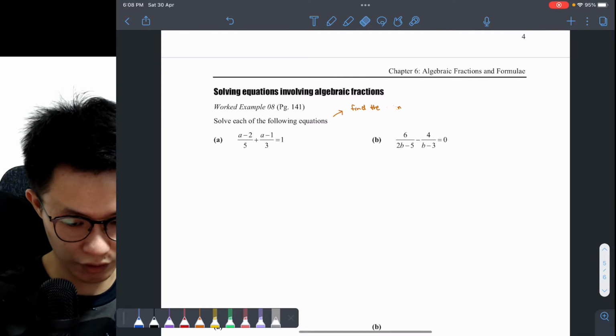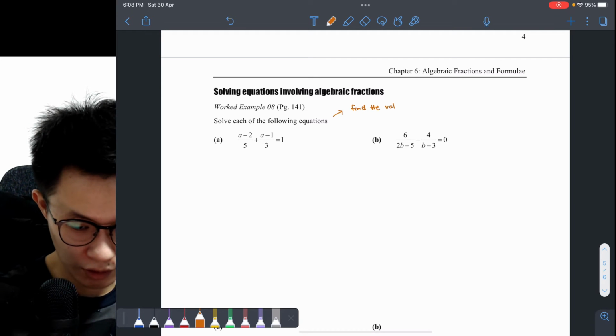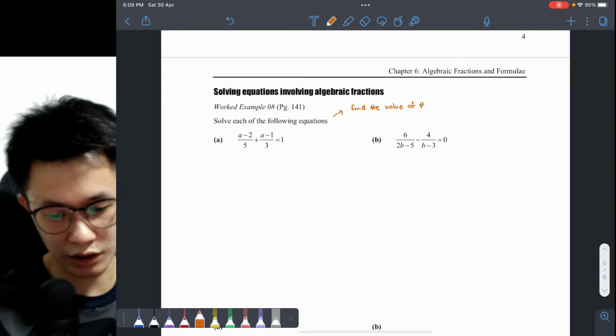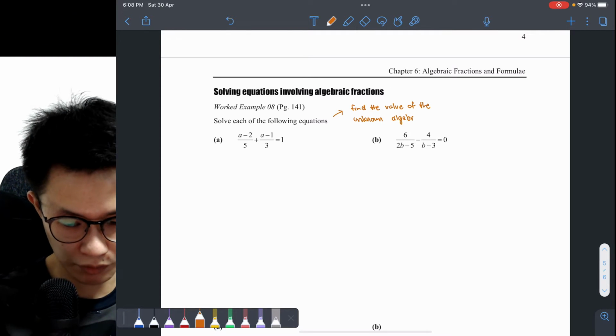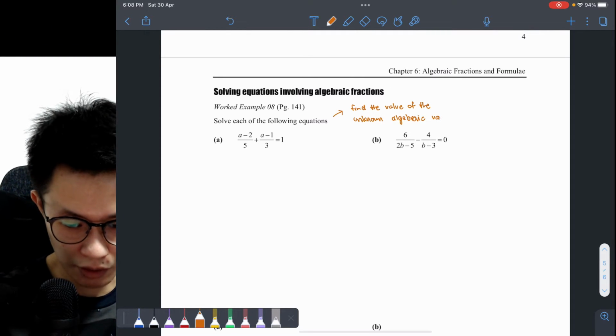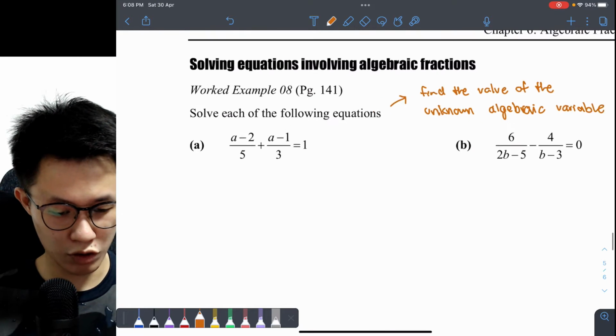Find the value of the unknown algebraic variable. And the way to do this is really, number one, you try to simplify it.